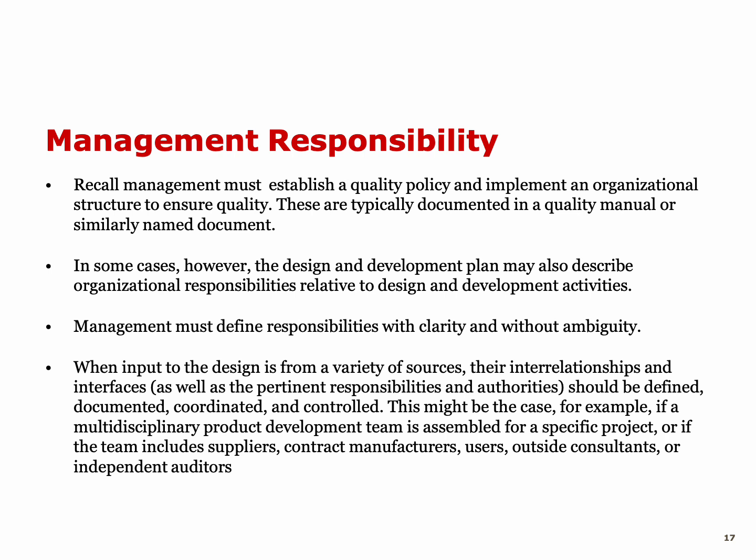Now, we also have another section which is very important, and we have it in many ISOs. Of course, in the majority of ISOs, we have the management responsibility. So we need to have, for example, a recall management. So recall management must establish a quality policy and implement an organizational structure to ensure quality. These are typically documented in a quality manual or similarly named document. So each company has a quality manual. In the quality manual, we are defining who is doing what, and what the procedures in place are in order to keep or ensure the quality of the product.